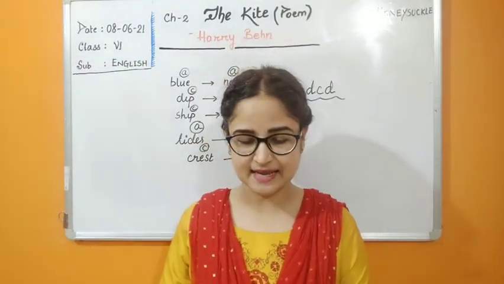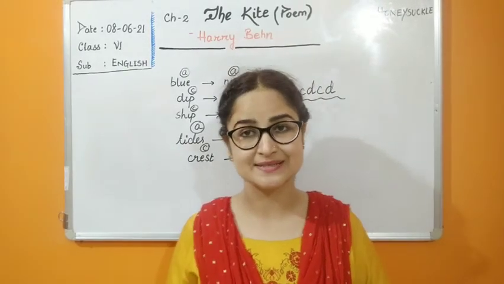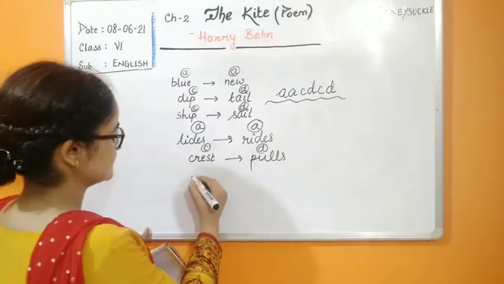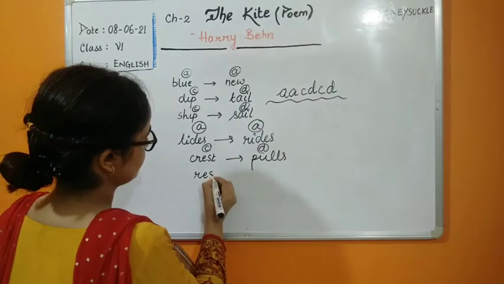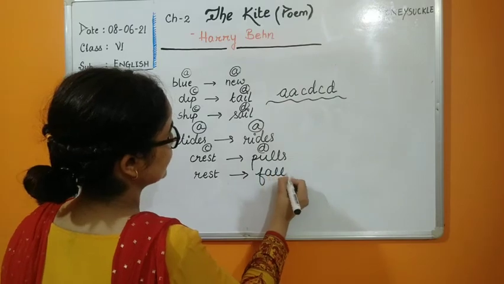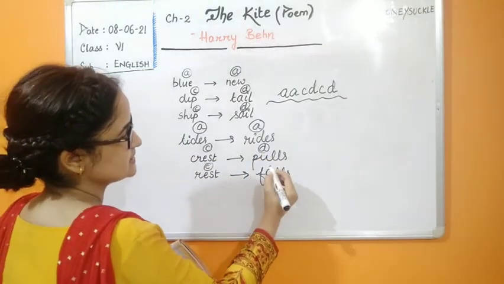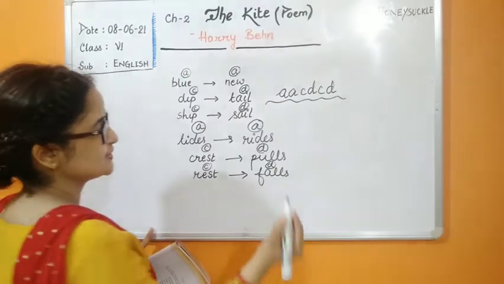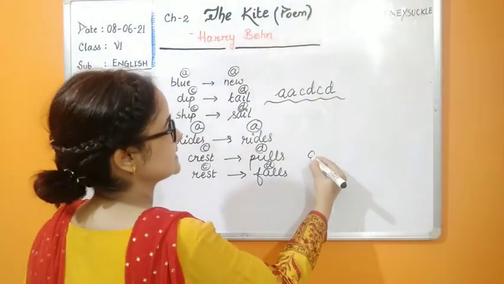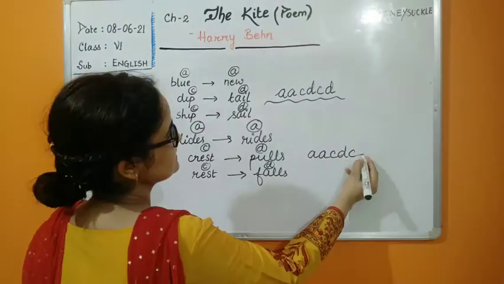The next line, then seems to rest as wind falls. So the next word is rest, and then it's falls. If you can see, crest is rhyming with rest. So C and C, and D and D, pulls and falls. So here also we see the same rhyming pattern follows: A, A, C, D and C, D.